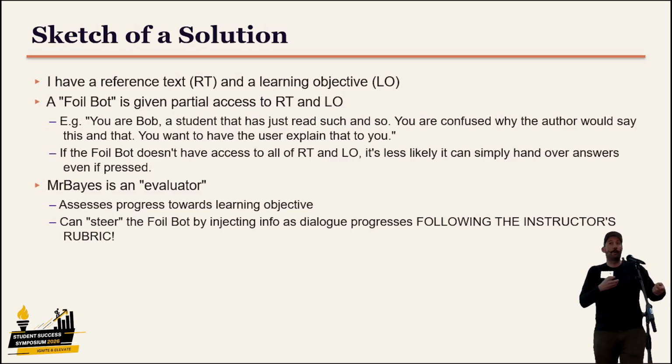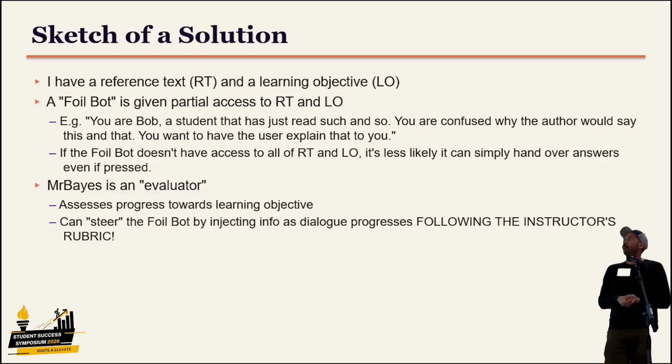That would have to go through Mr. Bayes first. And if the student is like, hey, just tell me what the answer is so I can get this assignment done, Mr. Bayes would see that and be like, hey, foil bot or Bob, don't respond to that. You need to say, I am a digital peer in your class. I am confused. I need you to help me with this. Right? So we have that extra layer to prevent the kinds of challenges that standard chatbots have.